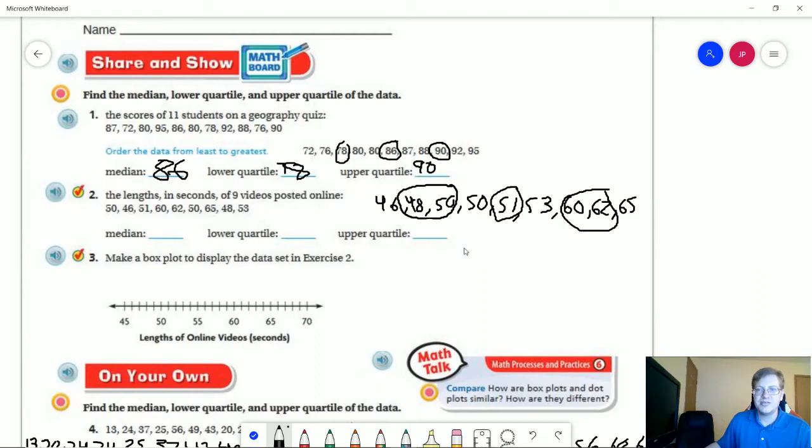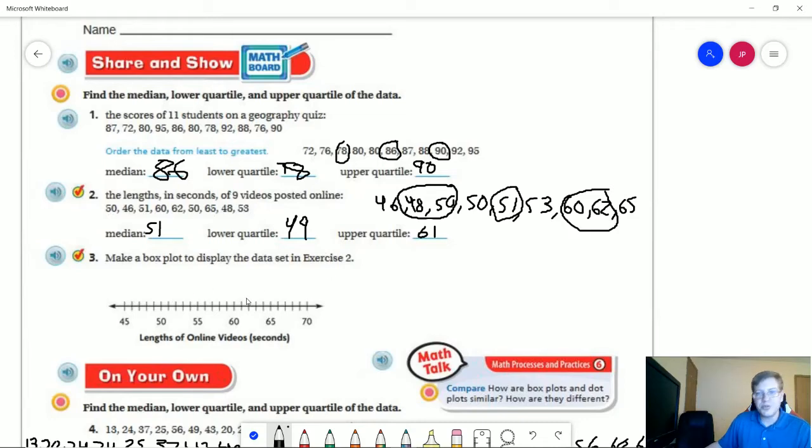For this particular set of data for number 2, 51 is going to be our median, as it would be the fifth of 9 numbers. And then for our lower quartile, we're going to be looking in between 48 and 50, and so that would give us 49 as the number that falls between there. And then the number that falls between 60 and 62 for our upper quartile would be 61.